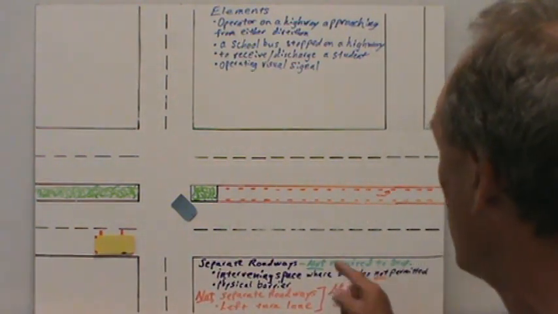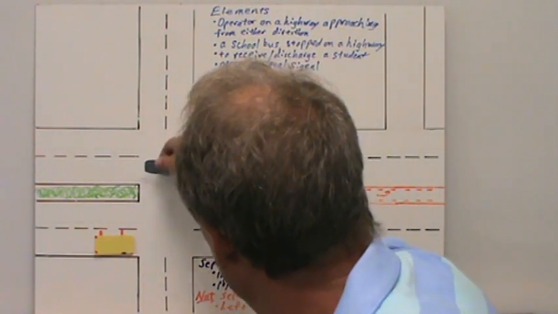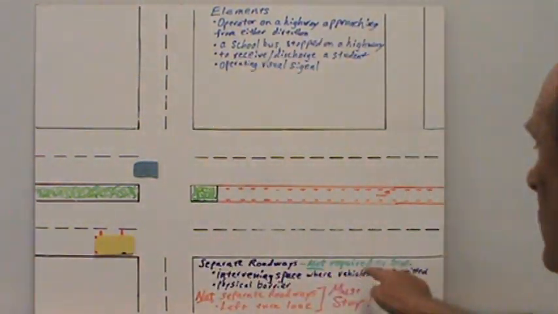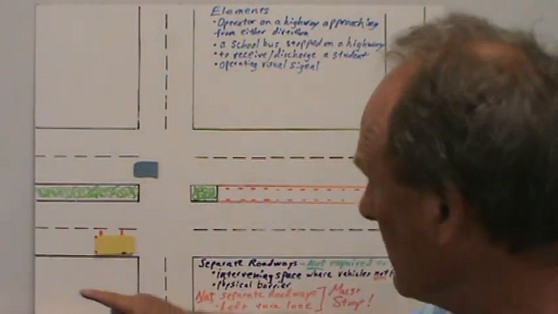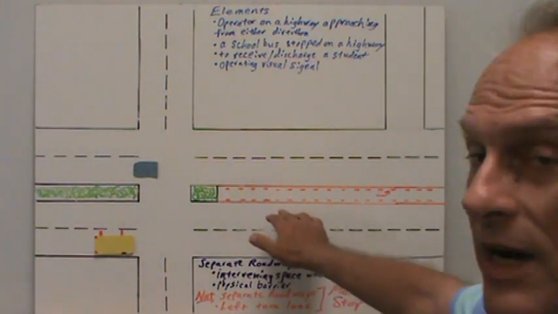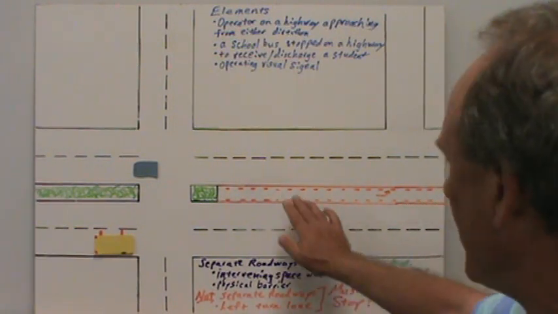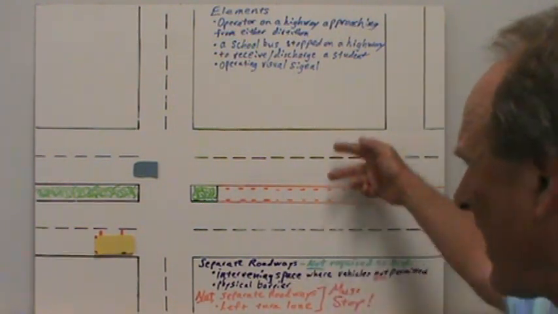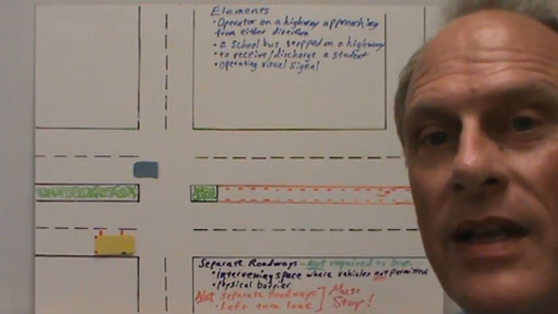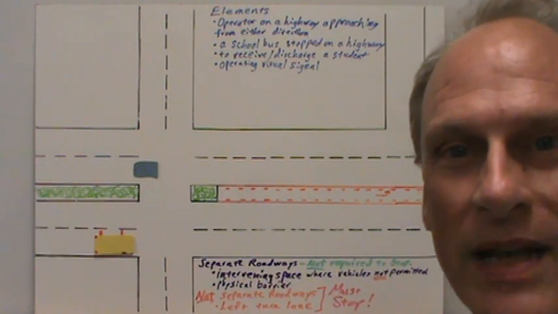Okay, so the main thing to remember here is if you've got separate roadways, you are not required to stop. But if you do not have a separate roadway, primarily this left turn lane situation, you have to stop. Regardless of how wide this street is, you've got to stop. And so that is the Texas school bus traffic law.